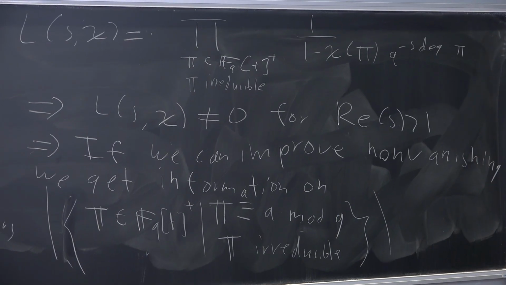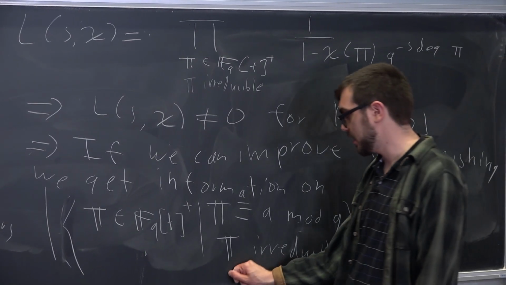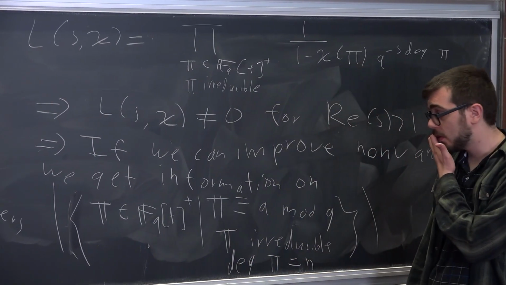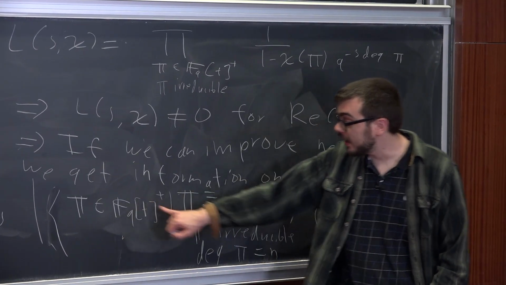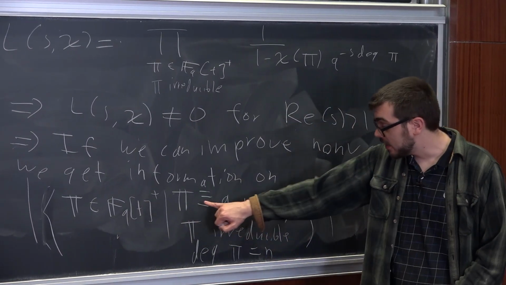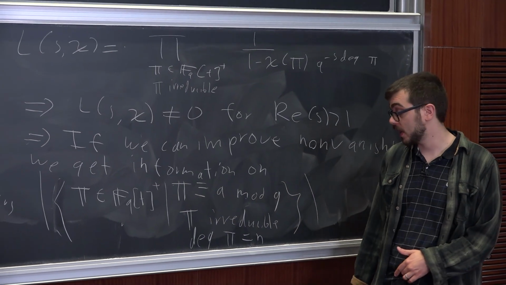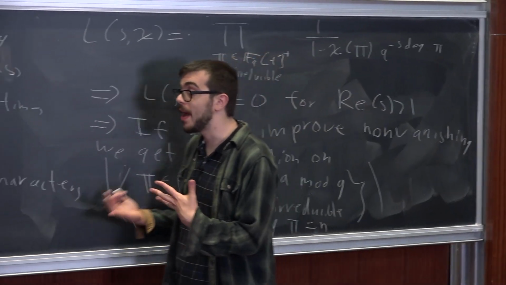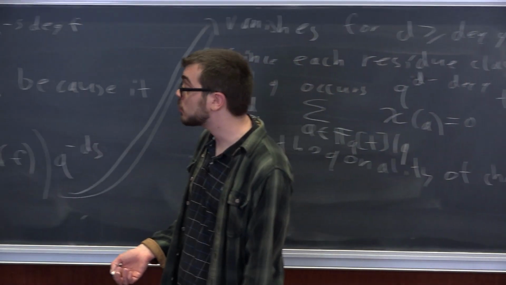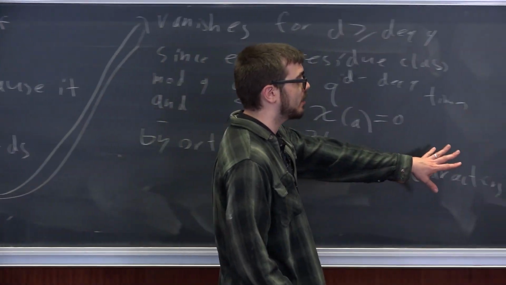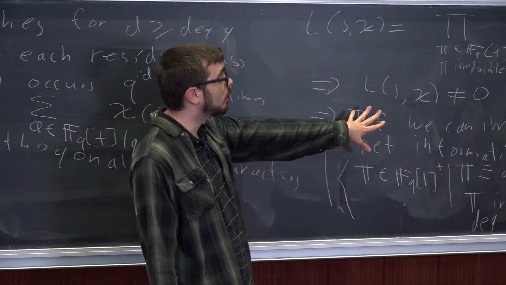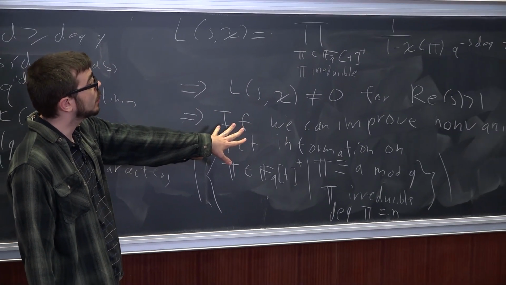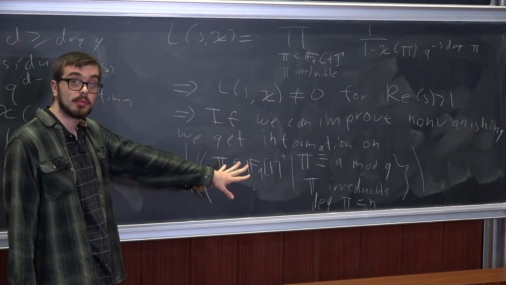So this is like, I need the degree of pi to be equal to some fixed n. So monic and irreducible is the analog of prime. This congruence condition is the analog of the congruence condition we had earlier. And fixing the degree of pi is analogous to fixing or bounding the size of p, which we were doing before. And so just as in the classical setting, if we can improve our non-vanishing result, then we get information about counting primes in progressions.